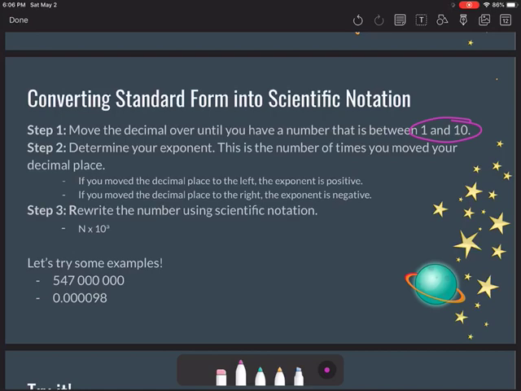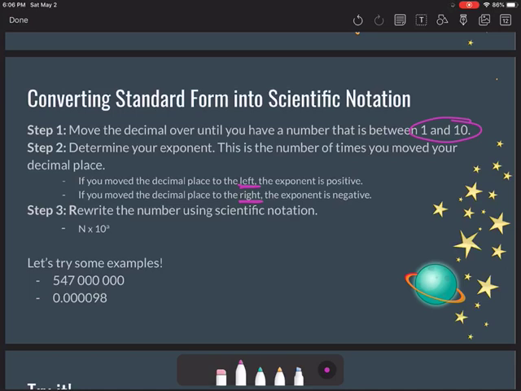Okay. Step 2 is we are going to determine our exponent. This is the number of times that we've moved the decimal place over. So if we've moved it 4 times, our exponent is going to be 4. But the question is, is it going to be positive or is it going to be negative? If we've moved the decimal place to the left, the exponent is going to be positive. If you move the decimal place to the right, the exponent is going to be negative.